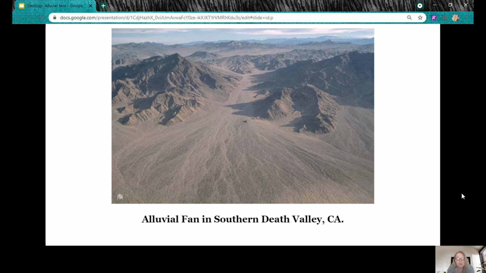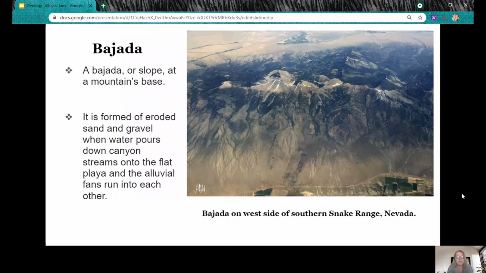So this is just another picture of part of the big mountain range in Death Valley that we were looking at. You can see those lines at the very bottom are the fans where rainwater has rushed down and moved through the mountain, forming these lines on the ground. So the Bajada, like I said before, is the slope at the base of the mountain. You can see in the picture where it's sloped down a lot and all the fans have come down to join together. That's what you're looking at for the Bajada.